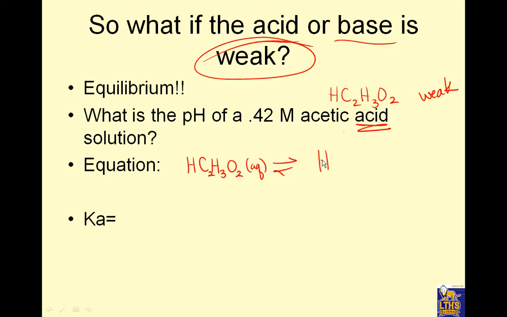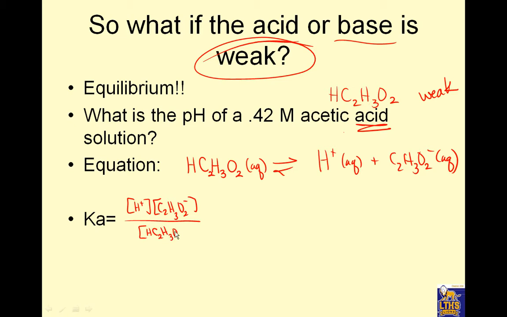So then we know we have H plus, which is aqueous, and we know we have C2H3O2 negative, which is the acetate ion, aqueous. So we do an equilibrium expression for it, and we'd have hydrogen ion concentration times acetate ion concentration. Did I say put the charges? Because you got to put the charges. Over the concentration of the acetic acid. Now, why is this aqueous? Because all of this is surrounded by water, and not all of this turns into that.